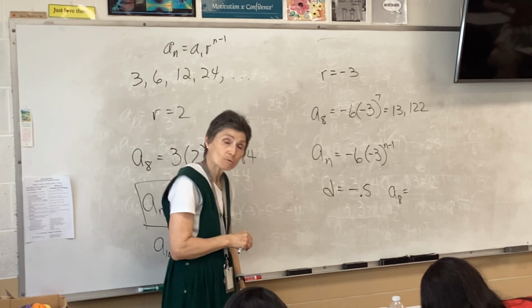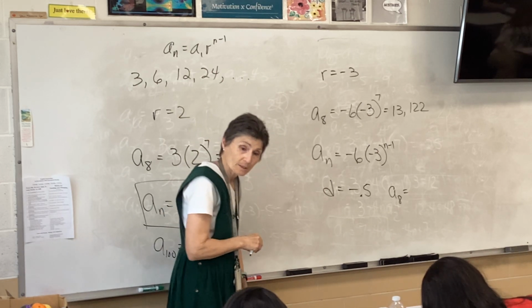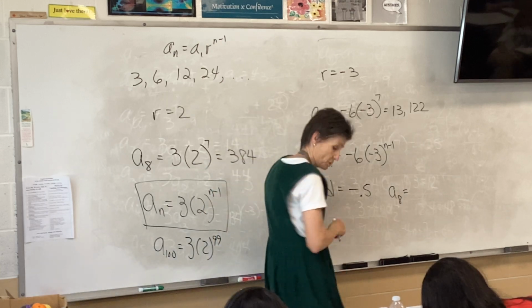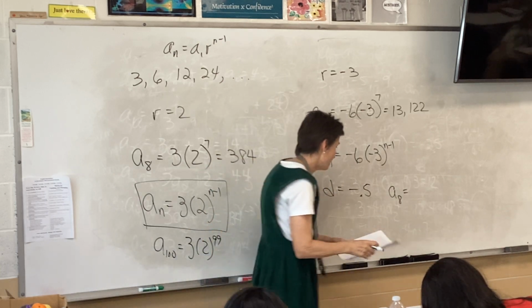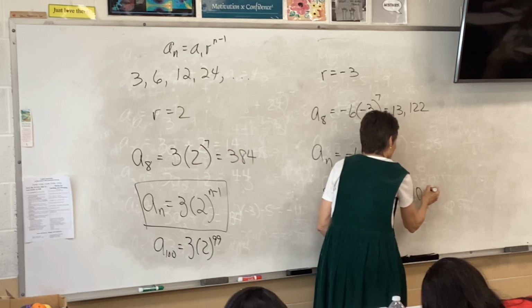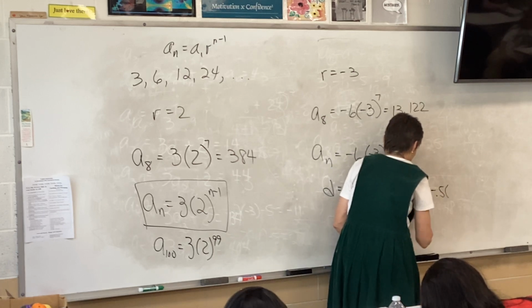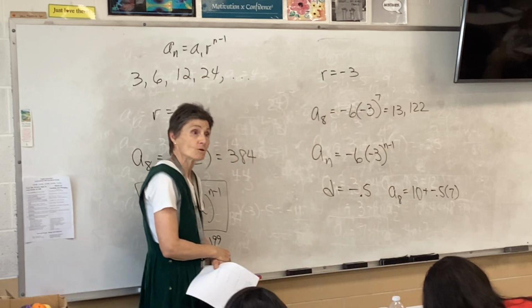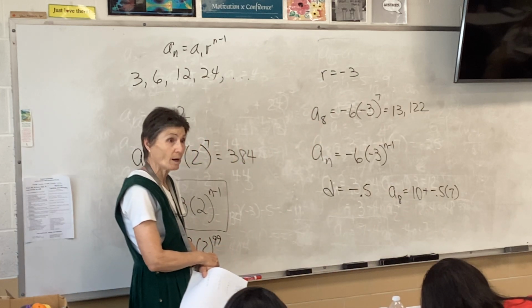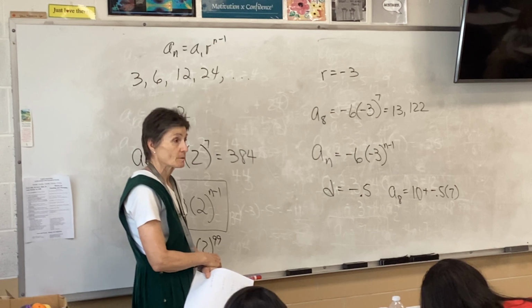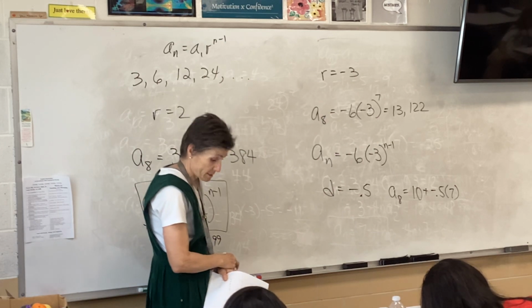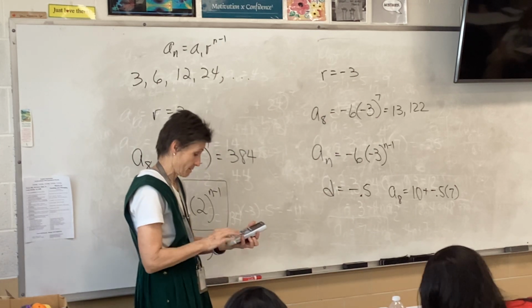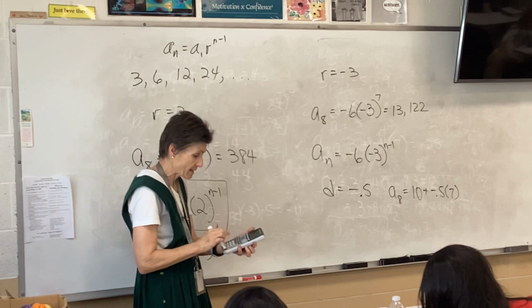What's the arithmetic formula say? Take the first term, which is 10, plus the common difference times, in this case, 7, because I want the 8th term, and the formula says n minus 1. So it looks like that's going to be what? Say 6.5.